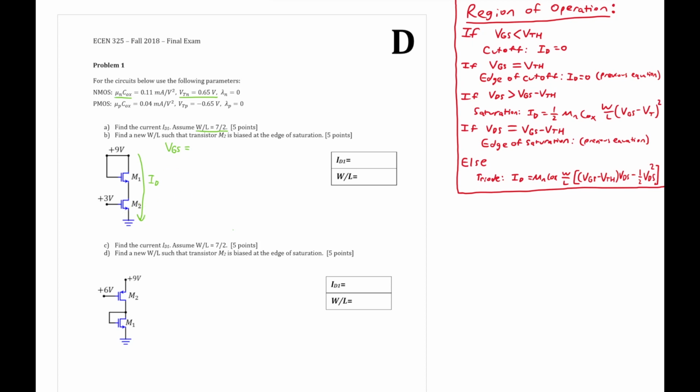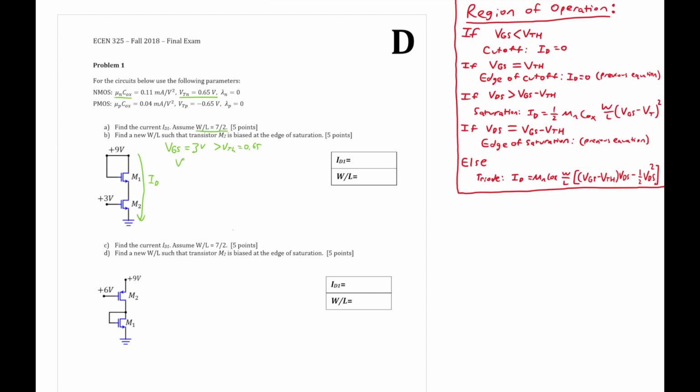So if you look at transistor M2, we can see that the gate voltage is 3 volts and the source voltage is 0 volts. So that means that VGS has to be 3 volts, which is larger than VTH of 0.65. So we are not in the cutoff or the edge of cutoff region.